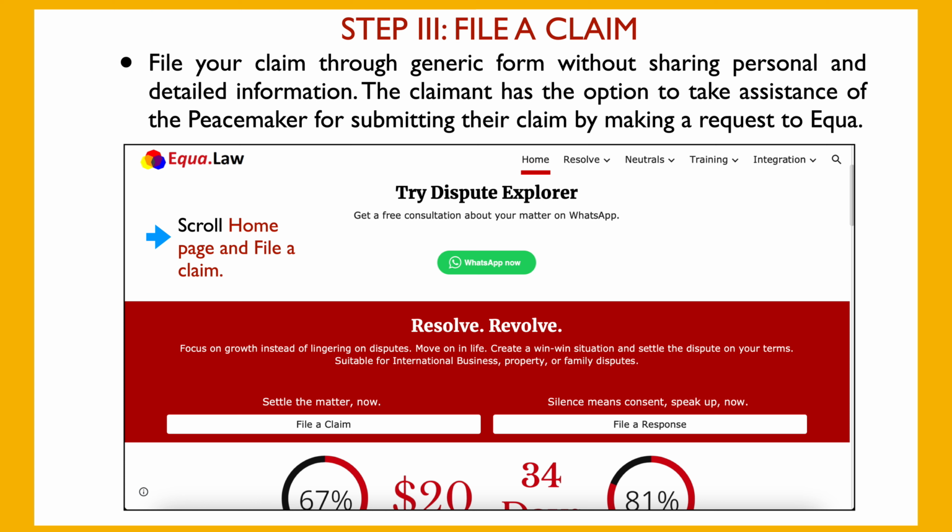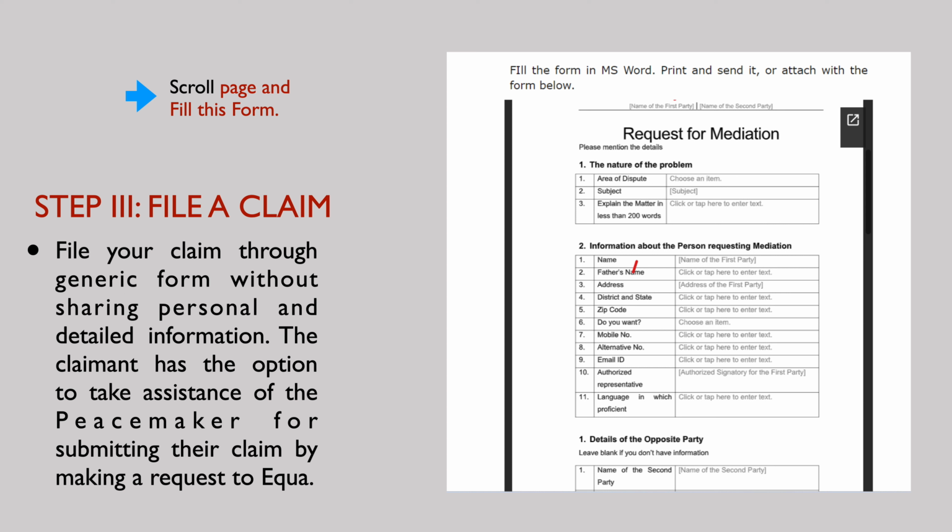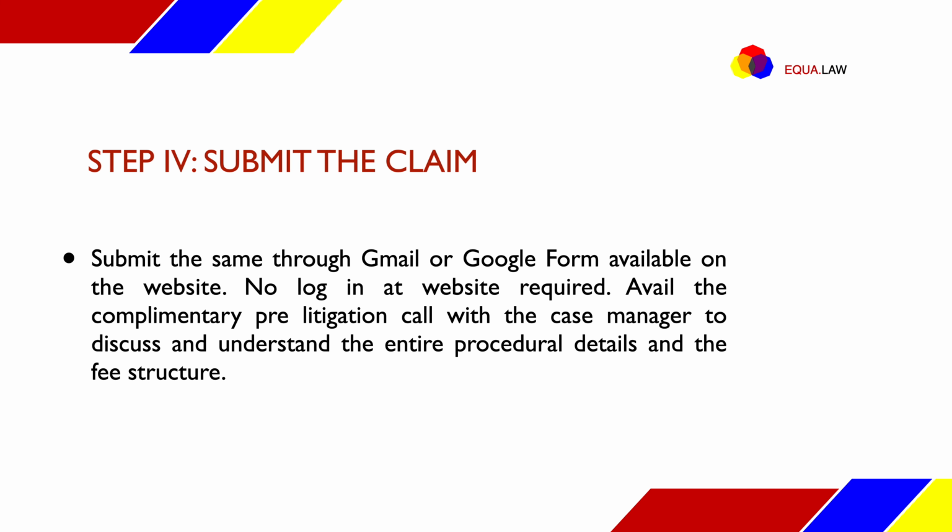You may also take the help of any third party, any advocate or peacemaker to support you in the entire process. You simply have to fill this form by sharing the details of yours and the opposite party and a brief about your matter. You can submit it offline or online as per your choice. After filling the form, you can share it through Gmail or Google Form, or submit it offline. The website does not require you to log in for security, privacy and data protection purposes.